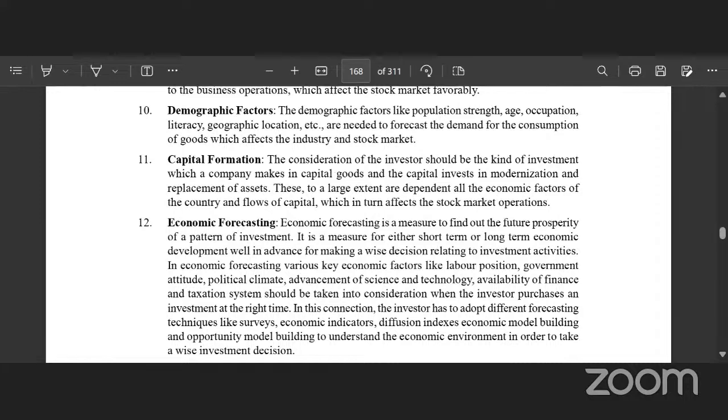The capital formation. The consideration of the investor should be the capital formation, which is the inflows of capital into the country. That's what we discussed. We generally attract FDI. We are, I think, the second best destination for FDIs after China. But because of the problems in China in recent times, we are able to get more FDIs.